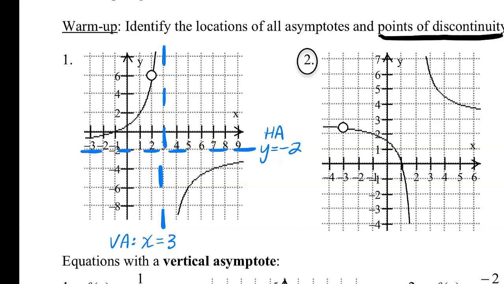Now, you always have two asymptotes when you have these rational functions, or at least these basic rational functions. You can get more than two asymptotes, but we'll talk about those in tomorrow's lesson.